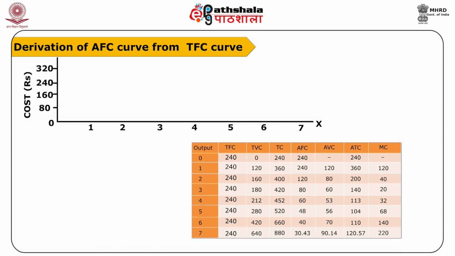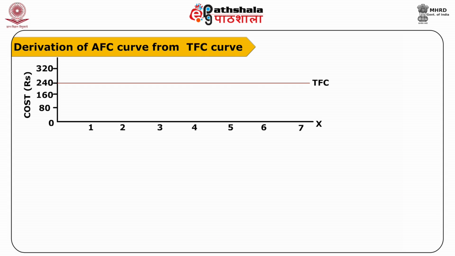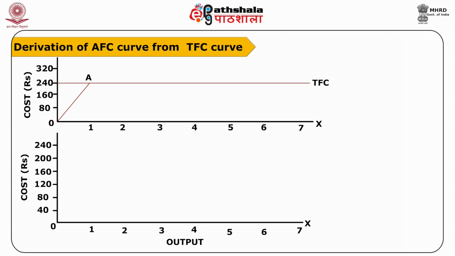Let us now derive AFC curve from TFC curve. The total fixed cost curve is parallel to the x-axis since the costs remain the same irrespective of the level of output. In the table, we find TFC is 240 at all levels of output. Now the average fixed cost equals TFC divided by output. Geometrically, at the output level of 1 unit, AFC is equal to the slope of ray OA, which is equal to 240. By using a dotted line, we mark this value by A in the graph below. At output levels of 2 units, AFC is equal to slope of ray OB and refers to point B, which is equal to 240 by 2, that is 120.